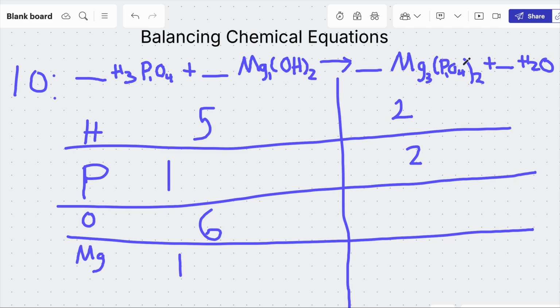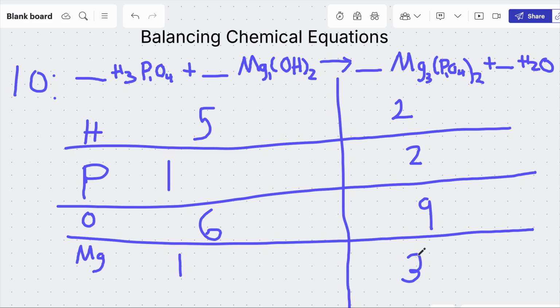Let's see. So we got that in both of these. We got 1 from the H2O, and then we have 4 times 2 over here. So that 4 times 2 is 8, plus 1 gives us 9. For Mgs, we got Mg3 right there. So that's going to be 3.